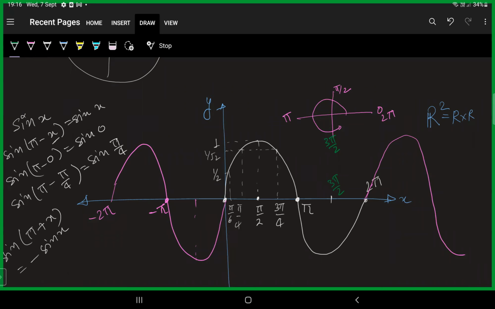Now I have to draw sine 2x. Let's say we need to draw sine 2x. We just put x equal to 0 and get 0. Now if you put x equal to pi by 2, what are you getting? Sine pi, right? That means how much is sine pi? Pi is 180. How much is sine 180? See, here it is in the graph. Sine 180 is how much? It's 0.